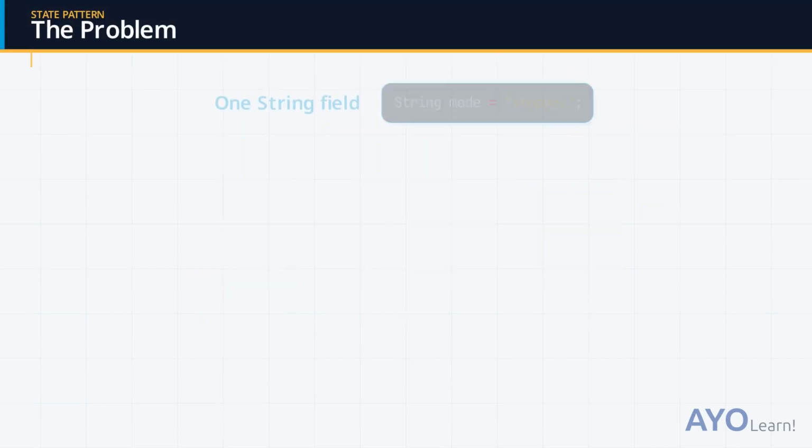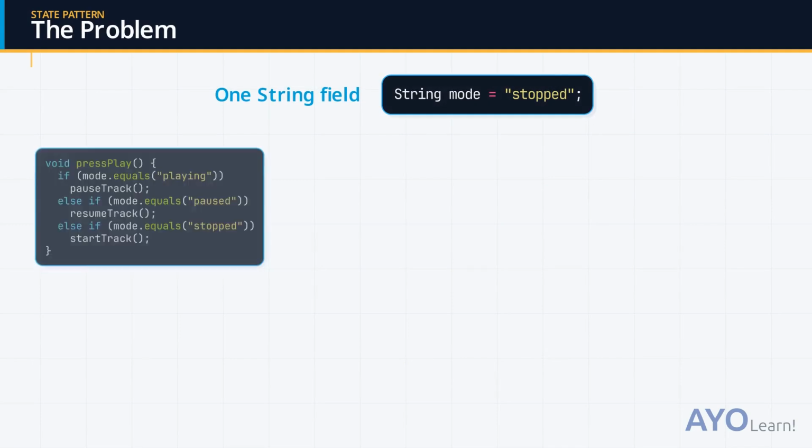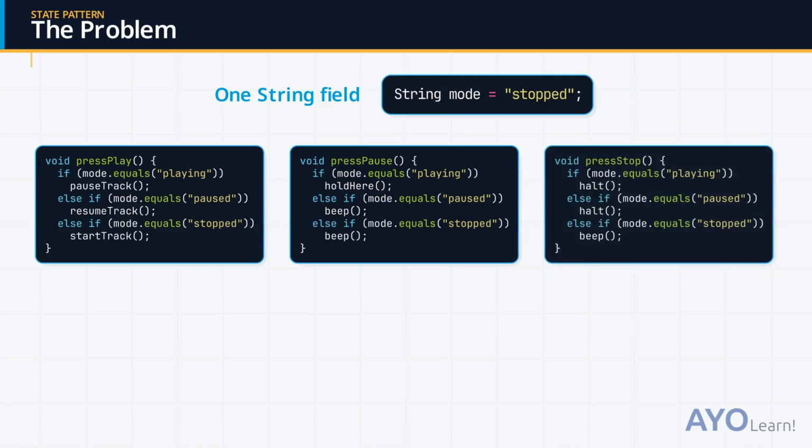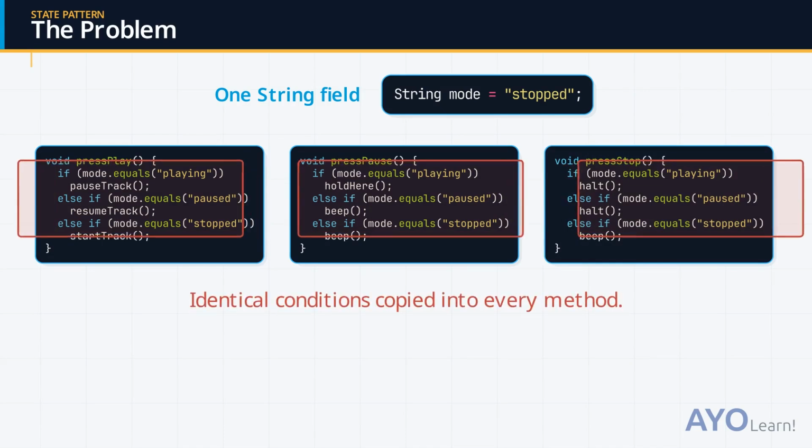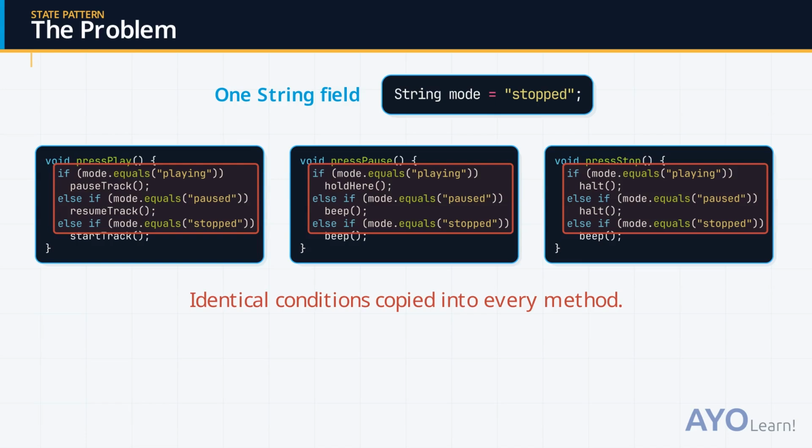Look at this music player. The current mode lives in a single string field. Every button, pressPlay, pressPause, pressStop, starts with the same chain of if/else checks against that field. Here's the problem. Identical conditions are copied into every method, leaving the code repetitive and fragile.